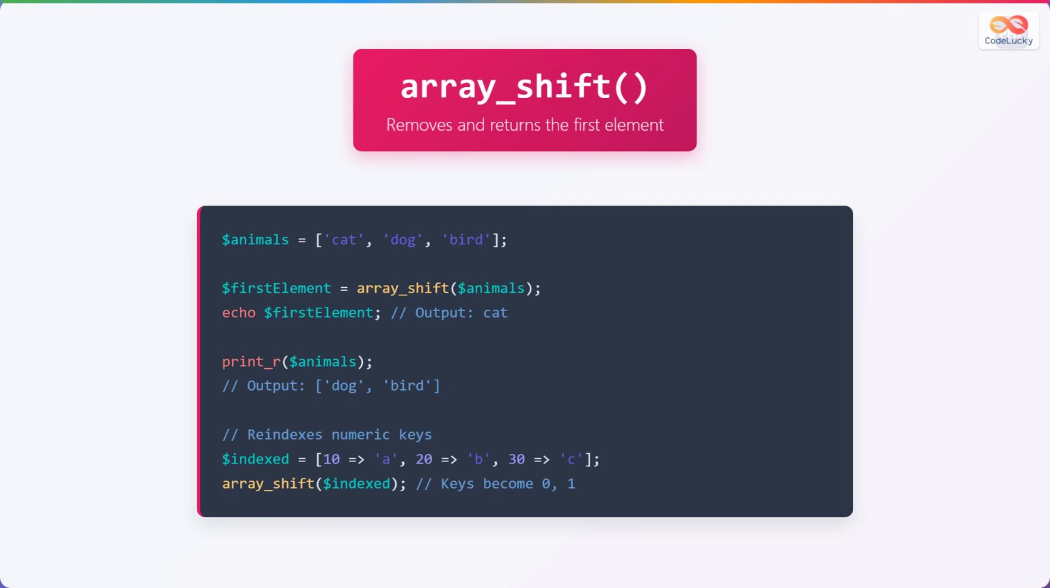Now, if we echo the value of first element, the output will be cat, because cat was the first element in the array. If we then print the contents of the animals array, the output will be dog and bird, without the cat. The array_shift function also reindexes numeric keys. So if the keys are 10, 20, and 30 and their corresponding values are A, B, and C, then after using array_shift, the keys will become 0 and 1.